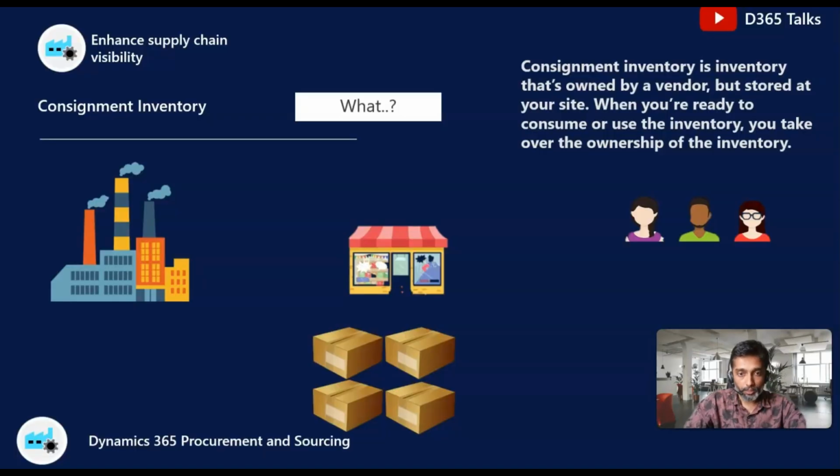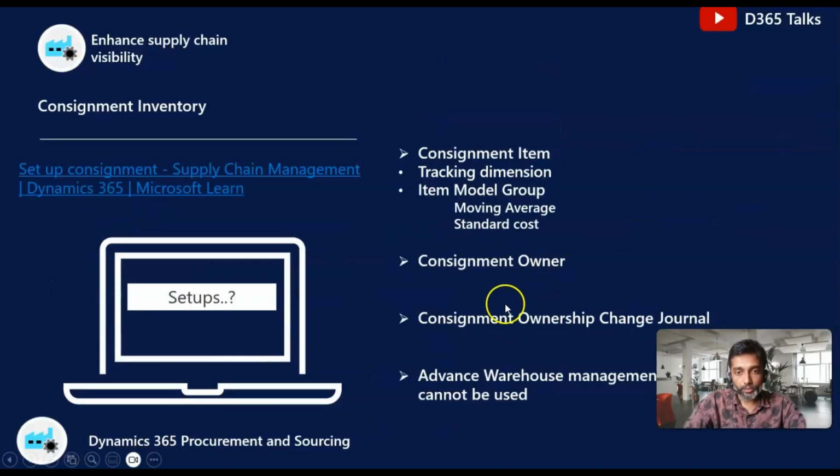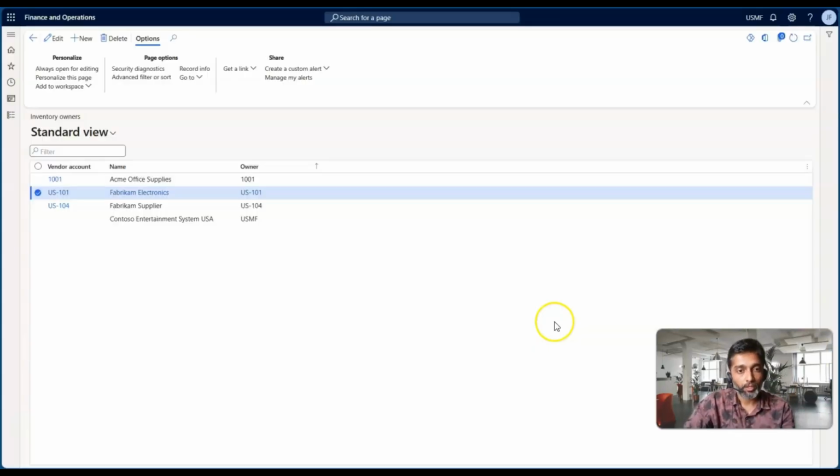Then let me go back. The next important setup is the ownership change journal. We created the consignment item, then we created the owners, where we already used the existing owners in the system. So now we need to have the journal which helps us to change the ownership from Fabricom Electronics to Contoso Entertainment USA. That is the third important setup.